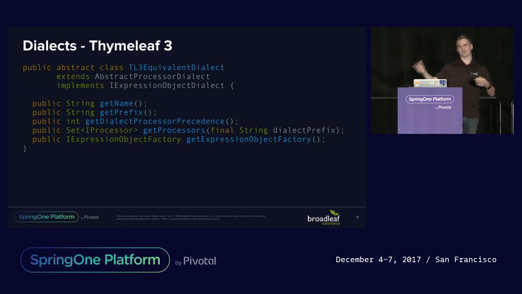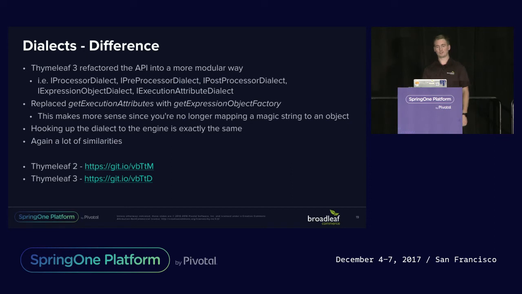and then this will actually ask you, hey, given this prefix, what processors do you have for it? So this kind of eliminates the need for having a lot of dialects. You can just have one really. And then getExpressionObjectFactory, much more straightforward. It just returns the object factory. There's no weird magic string. You just return the object factory itself.